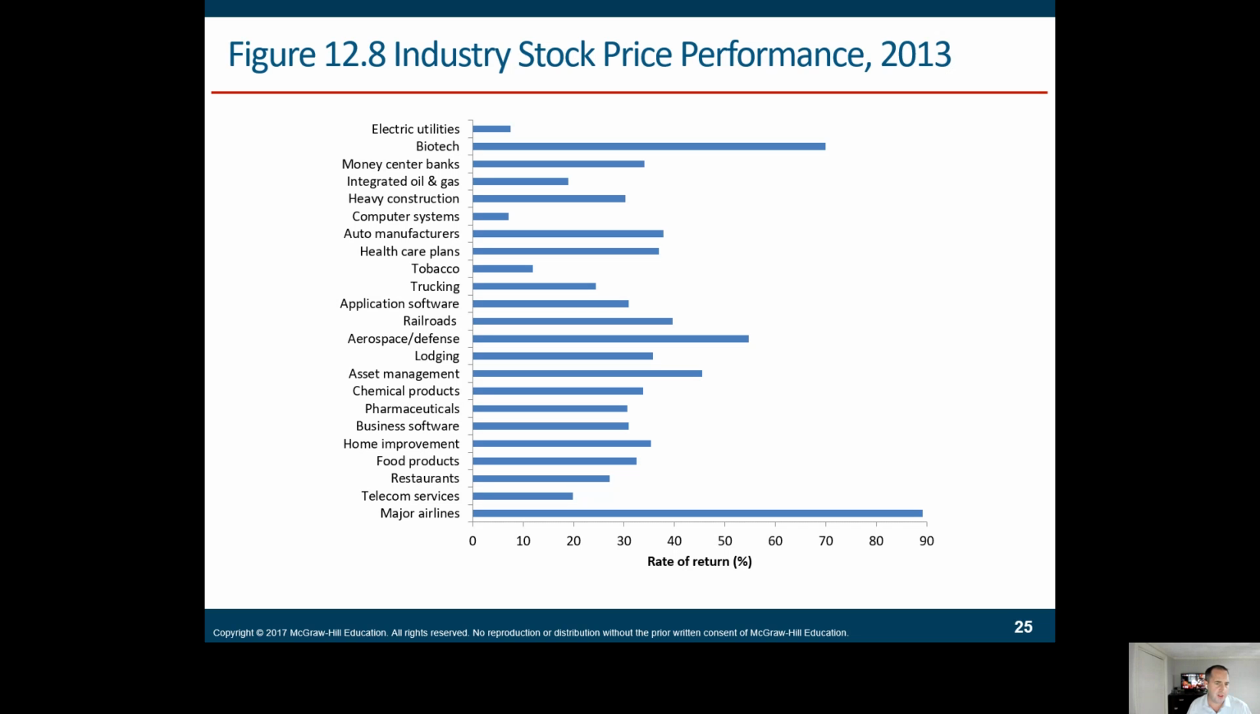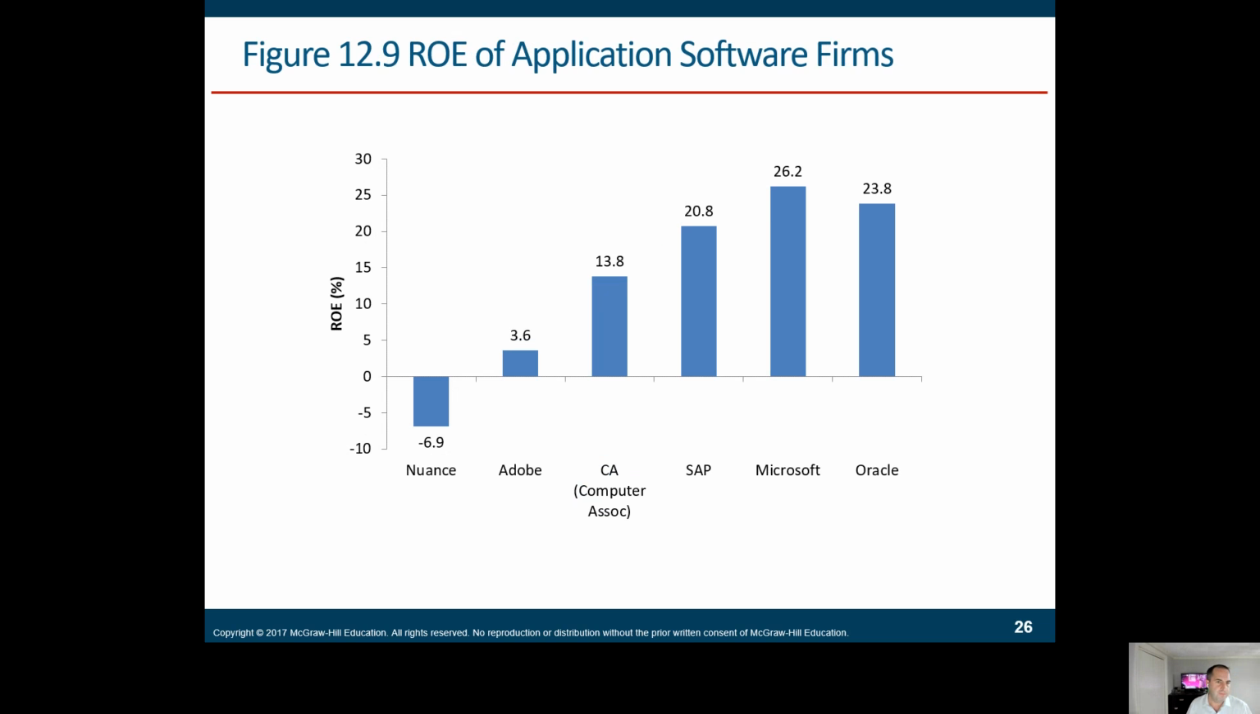This is the return in 2013. So you can see that airlines had a great year. And this is, again, looking at different software firms' return on equity. And return on equity doesn't mean anything. It's one single data point. It's not the be all end all. It doesn't mean Oracle is better than Adobe. In fact, if you go back to 2017, Adobe has done tremendously better than Oracle. So the return on equity is a single data point.